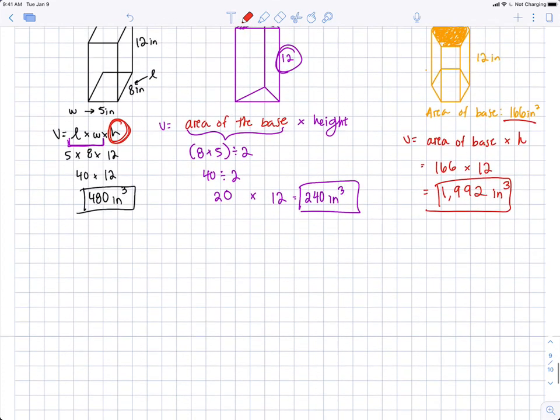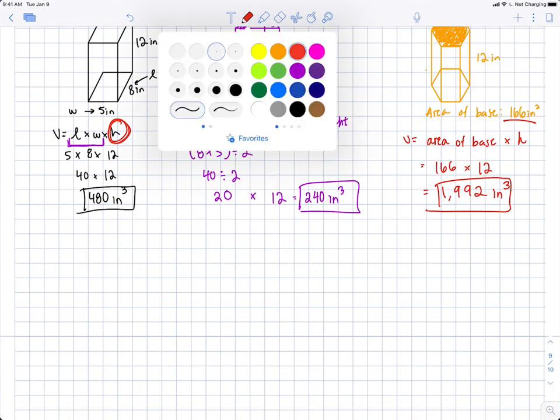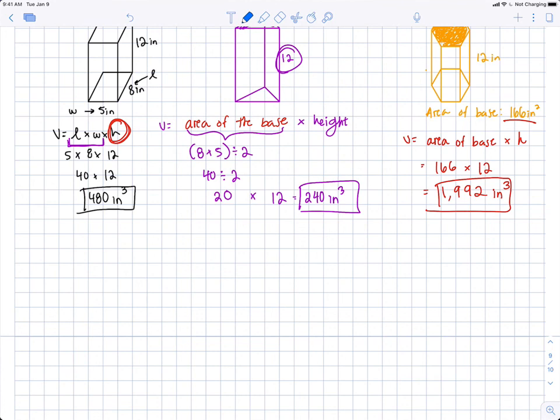So, in conclusion, we have a new way of finding volume for many different types of prisms. So, if you take away anything from this video, please let it be this. It is the area of your base multiplied by the height.